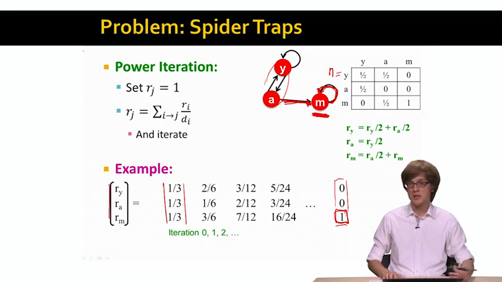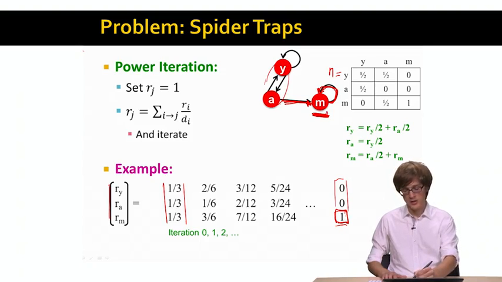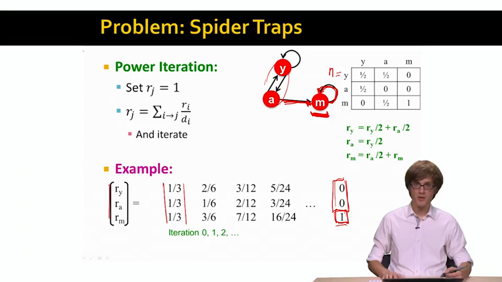In some sense, in this case the PageRank very nicely converged to some vector, but it converged to something that doesn't make much sense. All the importance gets concentrated into this single node, and both nodes y and a have importance of 0. So this is the problem of spider traps: they lead to results that are not intuitive or not what we want.